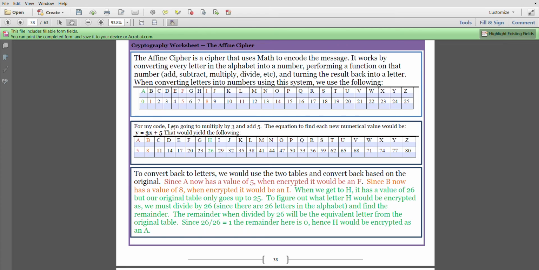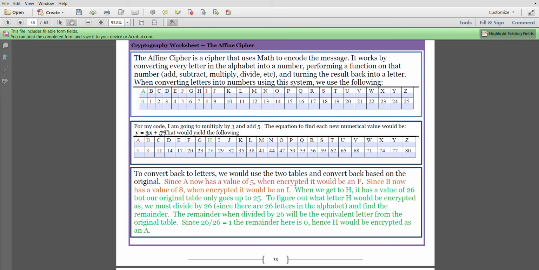For my code, I'm going to multiply by 3 and add 5. The equation to find each new numerical value would be y equals 3x plus 5. That would yield the following. So you have the table right here that corresponds to that equation. So B would be 8 times 3 plus 5. Okay?